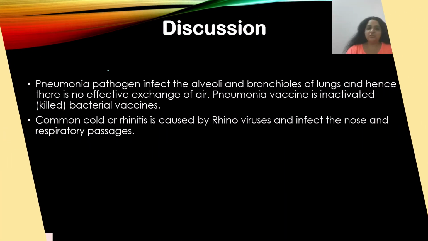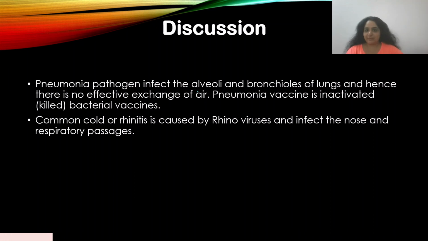So the pneumonia pathogen infects the alveoli and bronchioles of lungs, and hence there is no effective exchange of air. We already discussed pneumonia. Pneumonia vaccine is inactivated, killed bacterial vaccines. So they are inactivated vaccines, not live attenuated vaccines. And common cold, also known as rhinitis, is caused by rhinoviruses, and infects the nose and the respiratory passages. So that's the correct answer for that. All right, let's move on.